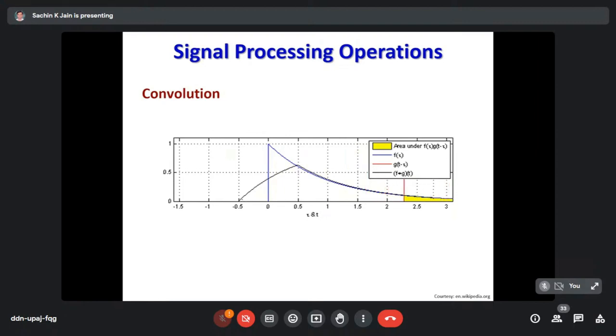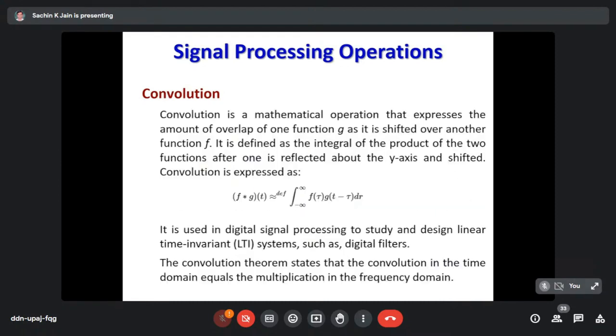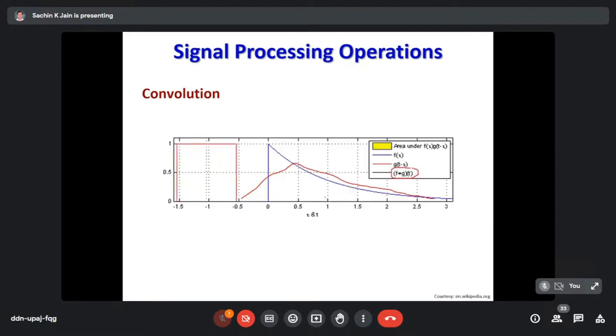So this blue color function is basically the convolution of f and g, and it is represented as f star g. It is mathematically defined as the integral of the two functions, while the window is sliding, with tau sliding from minus infinity to infinity. So this is how we define it. It is very popular in digital filter design, in fact, the IIR and FIR filters that we have discussed.